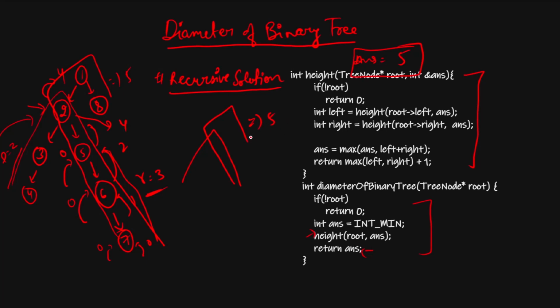Both of them have the same diameter, which is 5. So now what will be the time complexity? The time complexity for this will be O of n. Why O of n? Because we are calculating the diameter while calculating the height. We are not using anything else for the diameter. We just find the maximum of left plus right. And the space complexity will also be O of n because of the function call stack memory of this recursion. I hope you understand this solution.